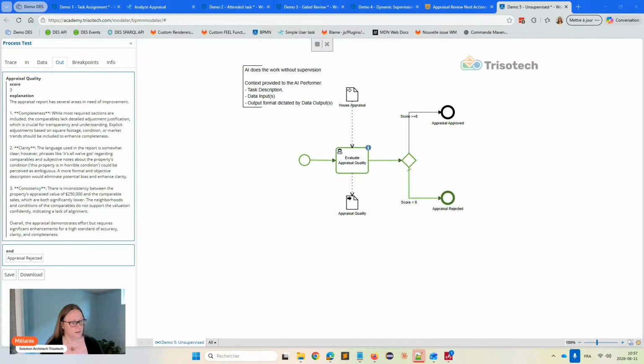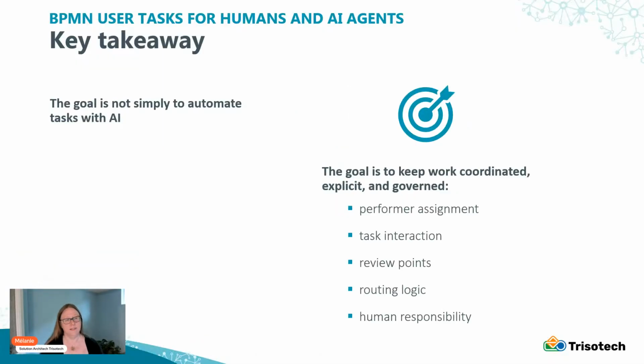So the goal of this presentation was really to show you that the goal is not to throw AI at every task without any organization. The goal is to keep the work coordinated, explicit, and governed. So that way you can see exactly what's happened when the AI is involved, when human is involved, and have defined review points and still have accountability for your processes. So now, do we have any questions?